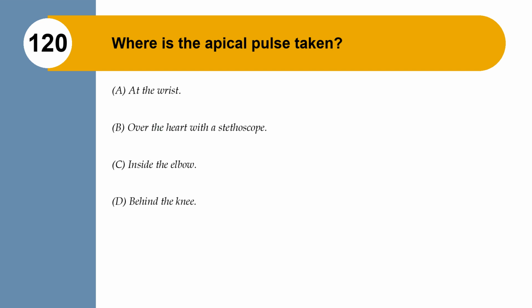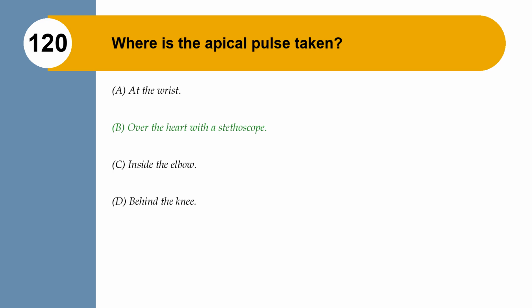Question 120. Where is the apical pulse taken? Option A, at the wrist. Option B, over the heart with a stethoscope. Option C, inside the elbow. Option D, behind the knee.